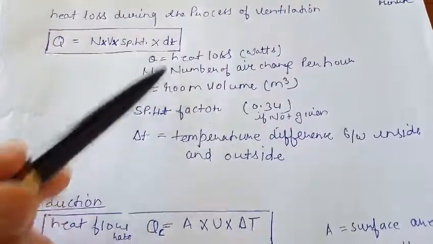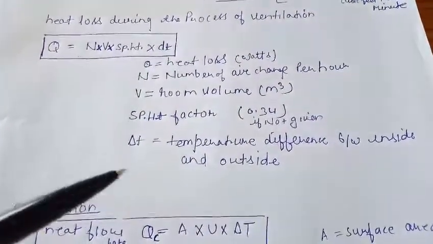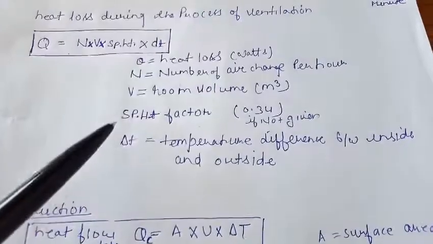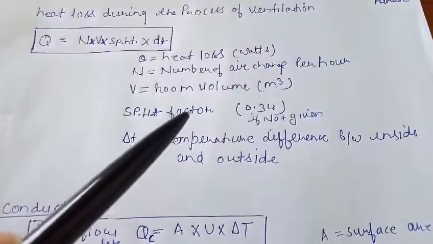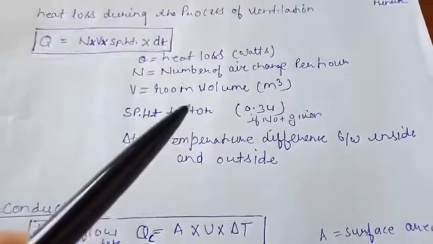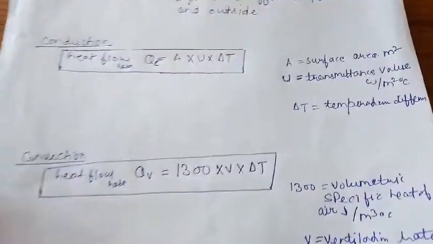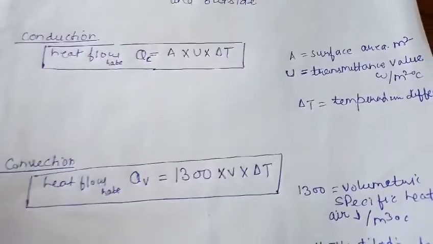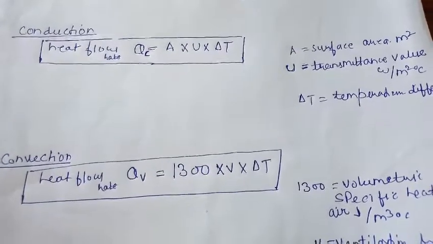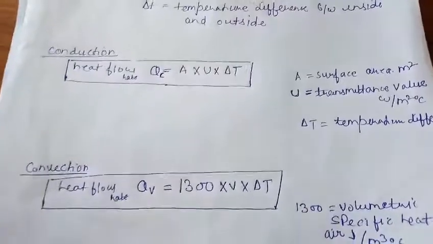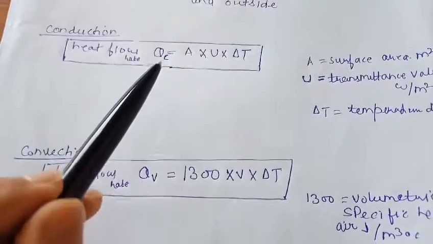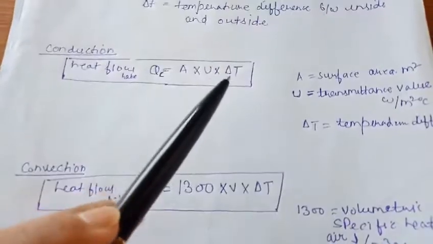Some values are given and some we have to find out in any question. And the specific heat factor, if not given, we can take as 0.34. Another formula for heat loss or heat flow rate: if a conduction process is there, then QC, the heat flow rate, is equal to A into U into delta T.